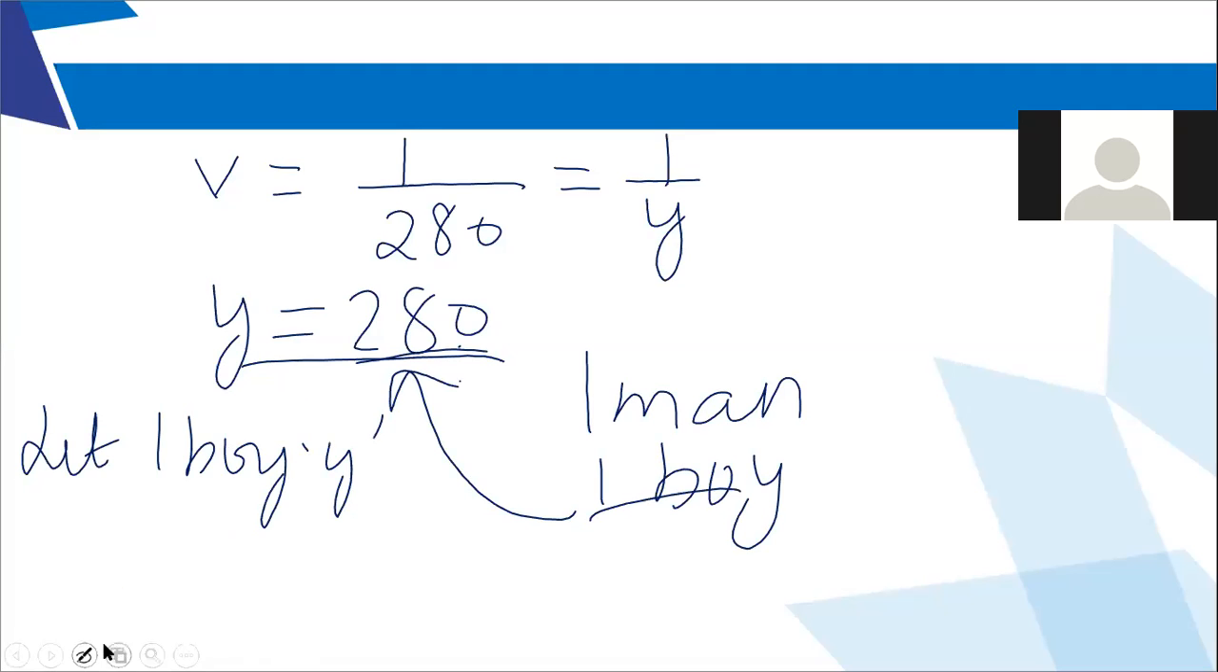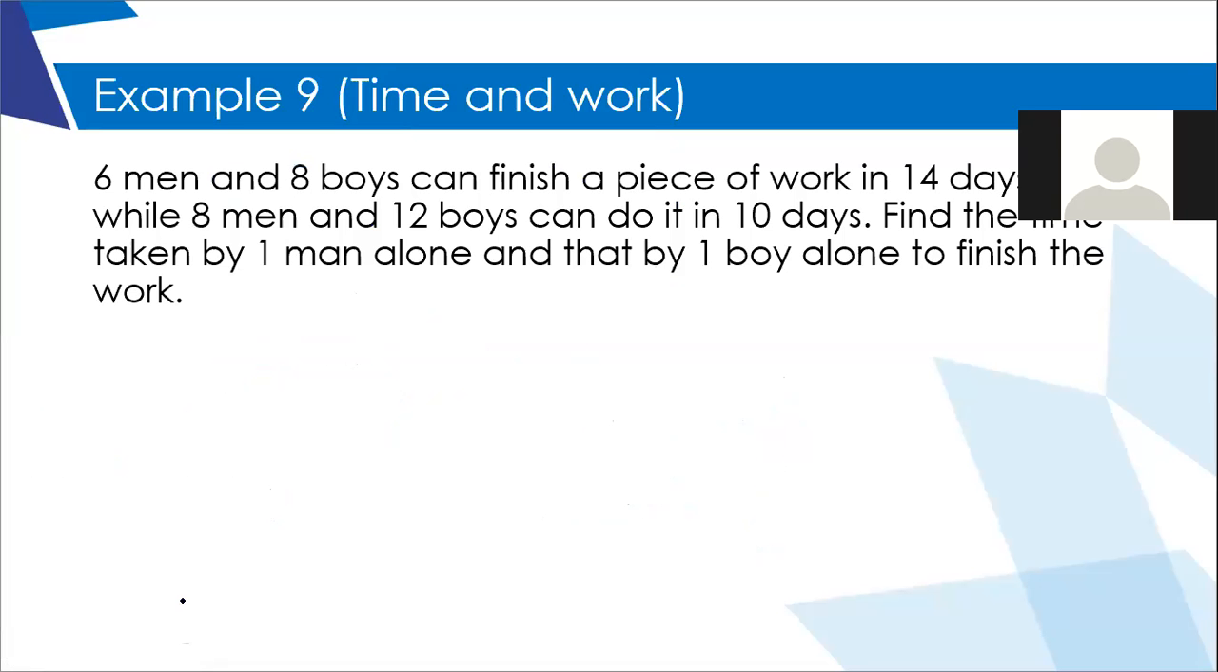What confusion is there, ma'am? I had assumed it as one man and one boy together. No, no, no. Why one man and one boy together? They don't want the together answer. Please go through. See, this was the question. When you are taking two different, there is a man, there are boys. So for man, you will take a separate variable. For boy, you will take a separate variable. We can't combine both the things.